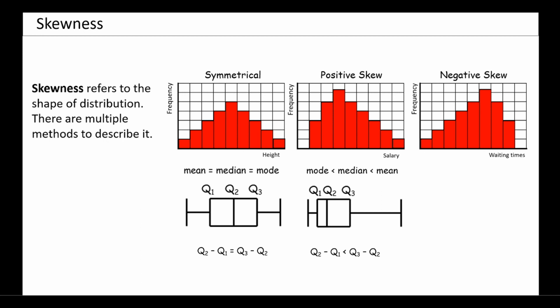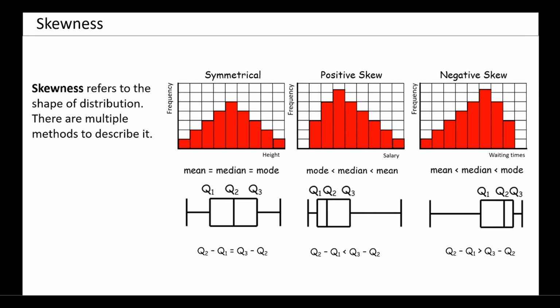Negative skew is the inverse. The mean is being skewed really low by the smaller values. The mode, once again, is the most likely. It's going to be the highest point of the sketch. And the median, once again, is typically located in the middle. If the mean is smaller than the median is smaller than the mode, we have negative skew. And we can make a comparison with the quartiles, just like I'm showing here.